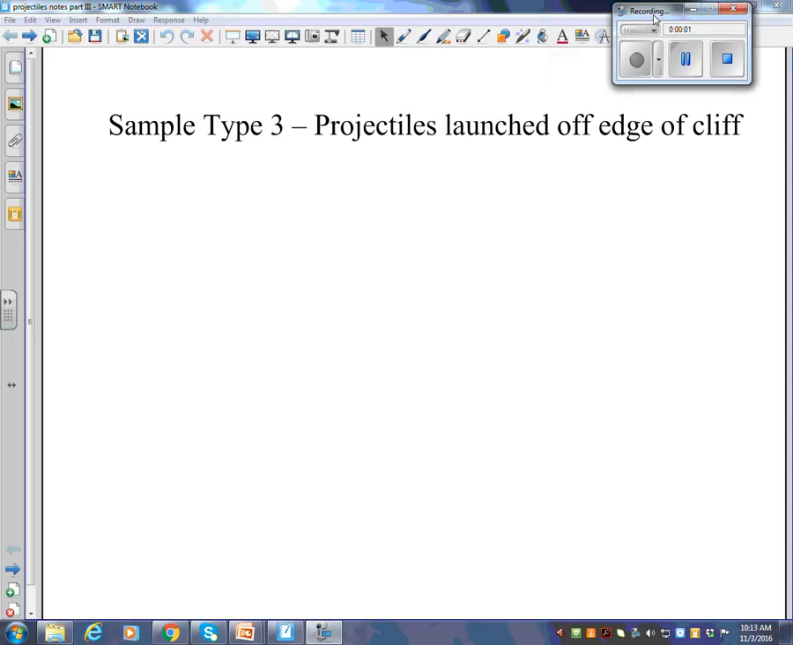Okay, let's begin. So today we are looking at sample type number 3, projectiles launched off the edge of a cliff. And the only real difference here is that there is an overall vertical displacement, and the time up is not anywhere near the time down because the distance down is a whole lot more than the distance up, right? That's really the only difference. So, projectiles launched off the edge of a cliff.